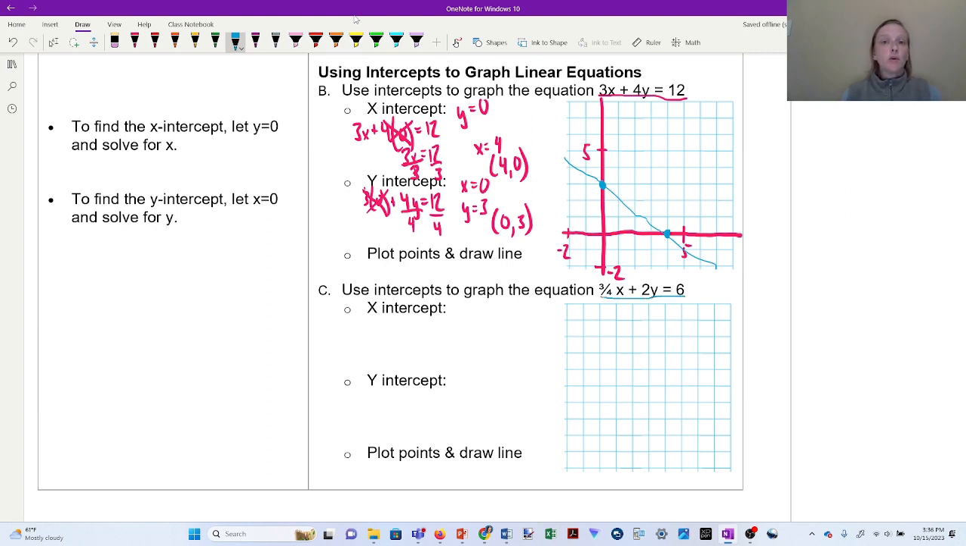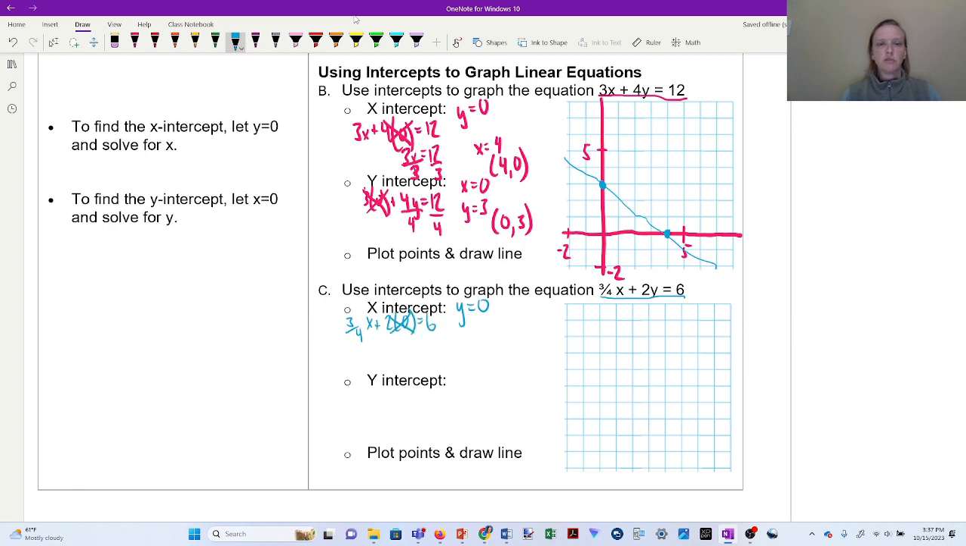Again, this equation is written in standard form. I have some number times x plus some number times y equals 6. There's no additional addition or subtraction except for the x component and the y component. So let's figure out the x-intercept. Remember, the x-intercept is when y equals 0, so I plug 0 in for y. I get 3/4 x plus 2 times 0 equals 6.